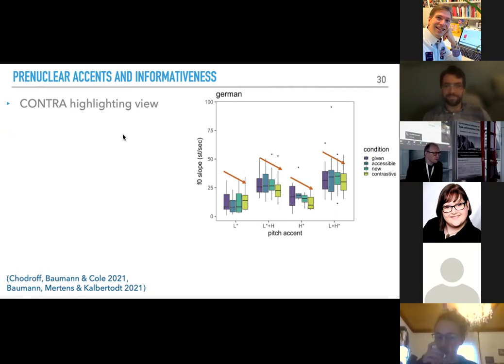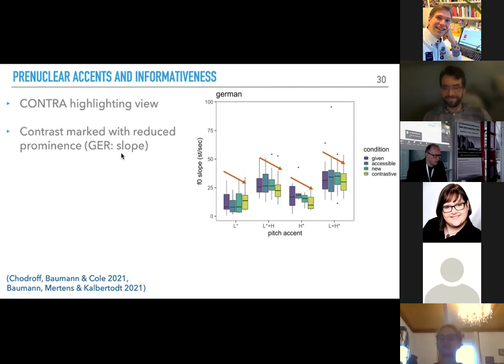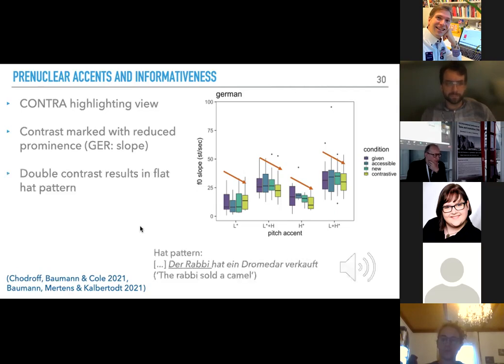Right. So, as I said, one result was particularly interesting and surprising, and that is that many contrastive target words were produced as least prominently, especially in German. For example, this was shown by lower values of F0 slope, as you can see in this figure here. Actually, there's a double contrast in this condition, resulting in a flat head pattern in many cases. That is, we have a pre-nuclear rise followed by a plateau and a nuclear fall, in which both the pre-nuclear and the nuclear accents are marked as prosodically rather non-prominent.